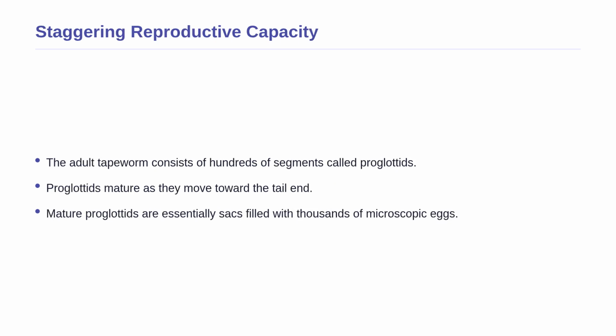To truly appreciate how easily this parasite spreads and causes such diseases, we must look at its staggering reproductive capacity. The adult tapeworm is not just one solid body. It consists of hundreds of individual segments called proglottids. These segments mature as they move toward the tail of the worm. The mature ones at the very end are essentially just sacs filled with thousands of microscopic eggs. Because of this structure, a single tapeworm can produce an unbelievable number of eggs, contaminating the environment rapidly if proper sanitation is not maintained.